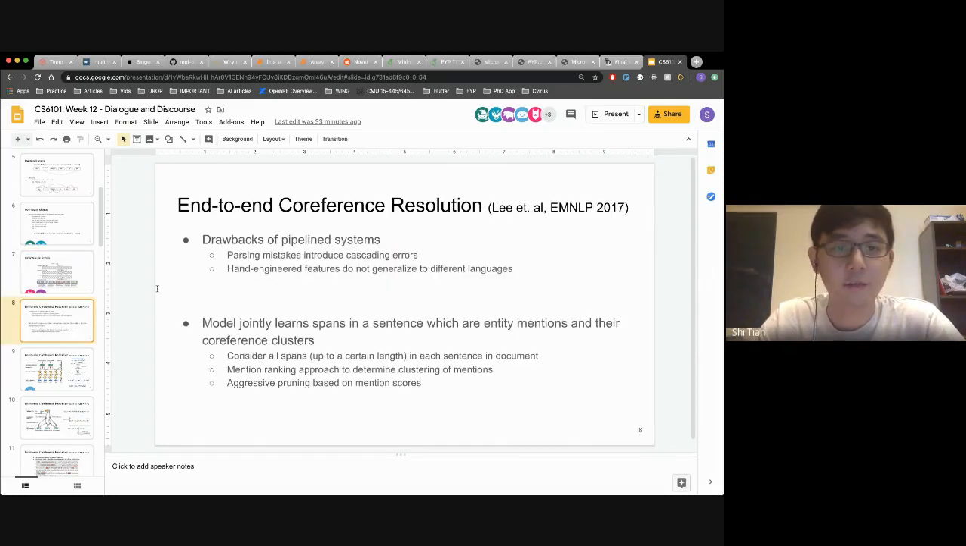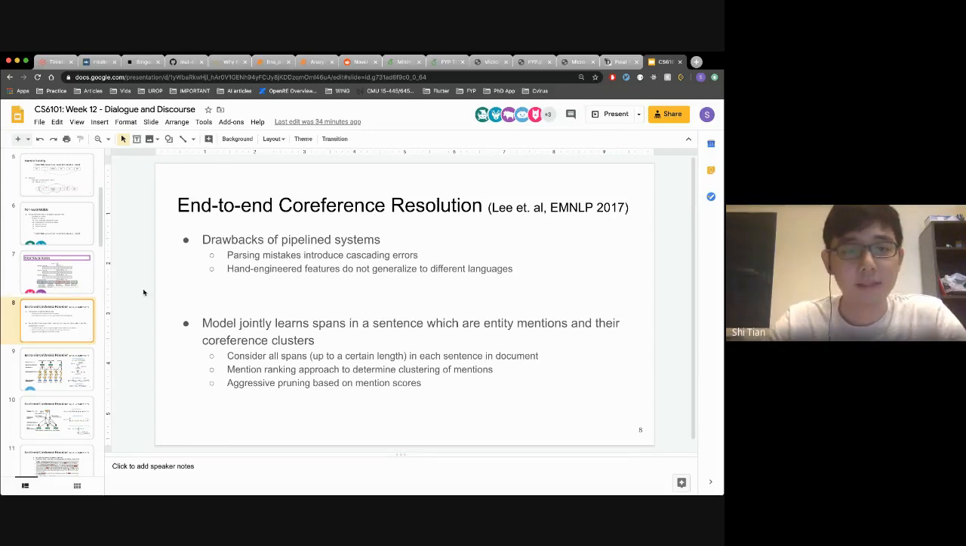More recently, neural models have been focused on end-to-end coreference resolution. They basically identify drawbacks in the pipeline systems that I've mentioned. Firstly, of course, parsing mistakes introduce cascading errors, like earlier errors in dependency parses might introduce errors that can no longer be solved in the back of the system. And then also, hand-engineered features do not generalize to different languages. So if you have a set of features that work very well in English, it might not necessarily work with non-Germanic languages such as Arabic or Chinese.